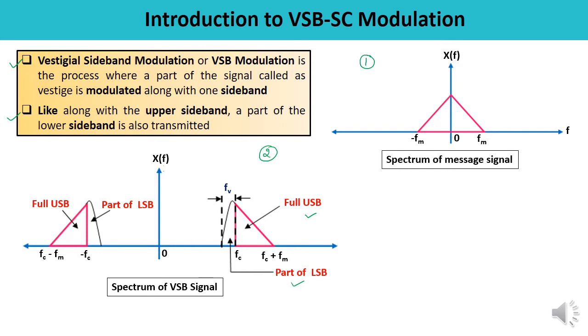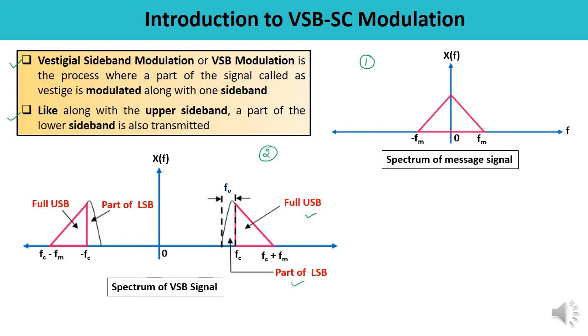There are certain advantages of the vestigial sideband. See here, the constraint of filter designing has been relaxed because it allows part of the lower sideband also. So practically it is very easy to design the filters. At the same time, it offers good phase characteristics.